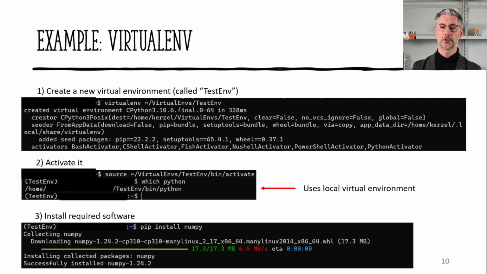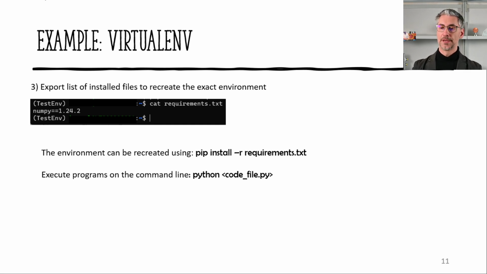Now we can install all the software that we require, for example NumPy, and we use pip for this here, pip install numpy, and then you see it is downloaded and installed into the local environment. This we do for all the packages that we require. We can also then export the list of all files and put this into a file called requirements.txt. And then once we have such a file, we can also just say pip install -r requirements.txt. And then this will go through and create all our environment packages locally. Then we can execute our programs on the command line as we would normally do.